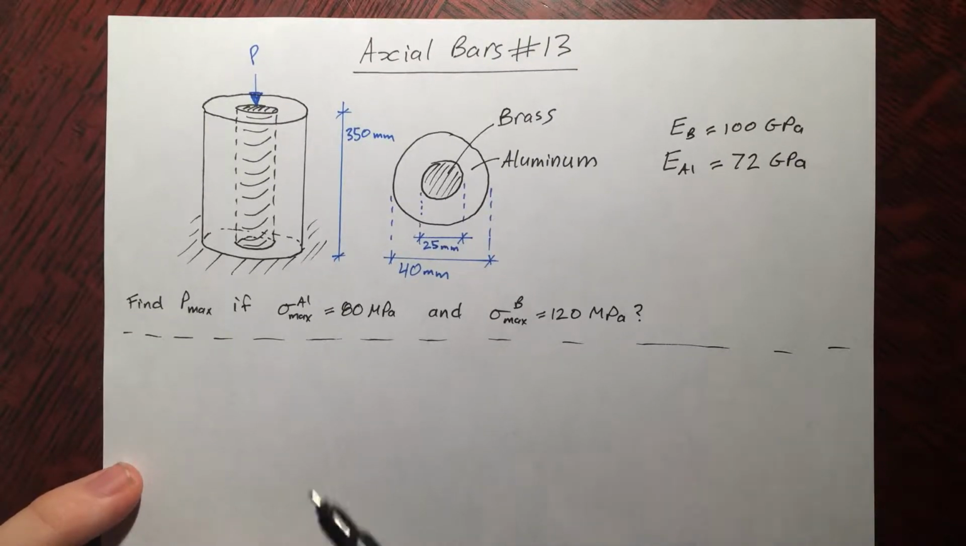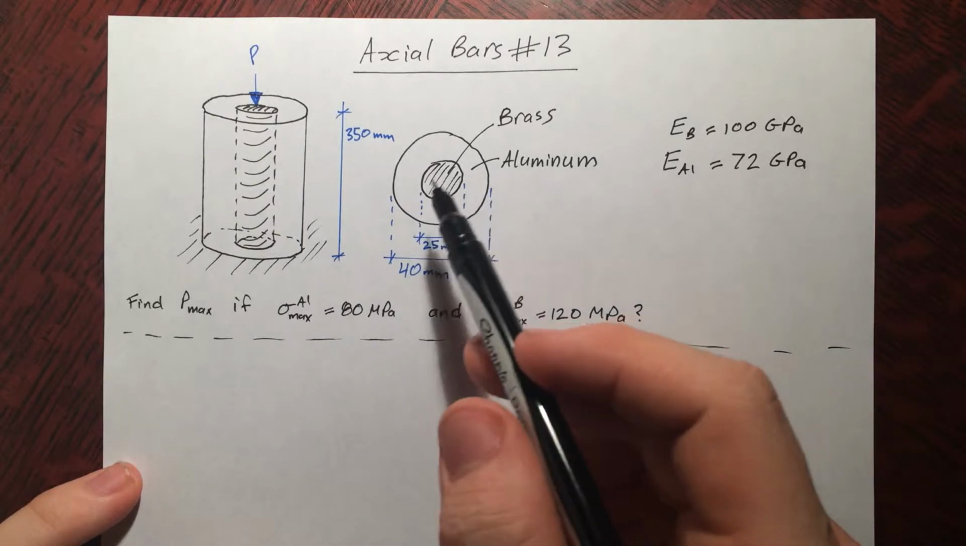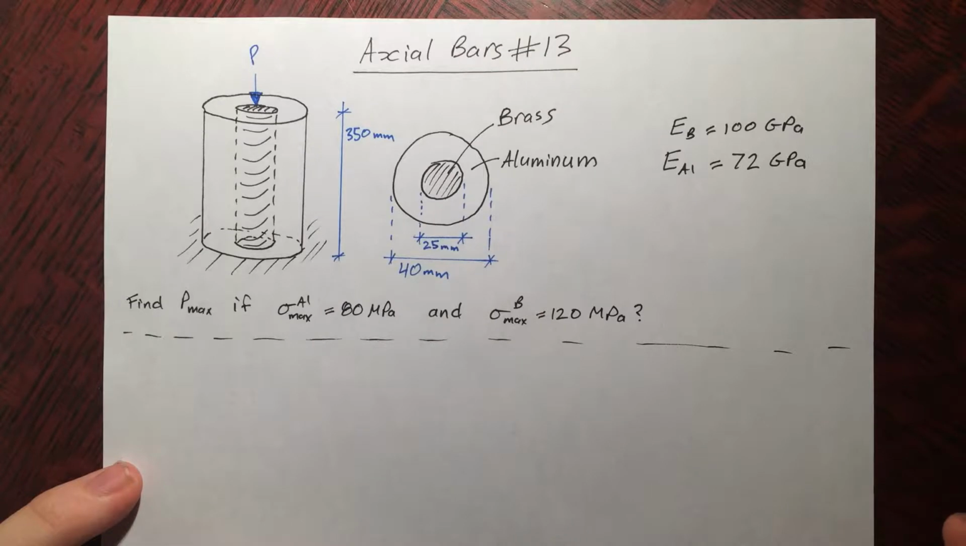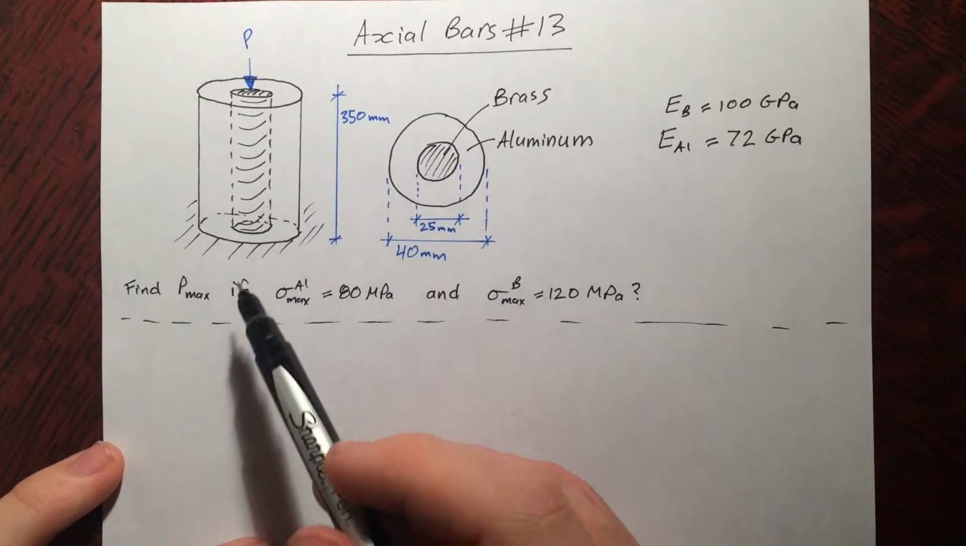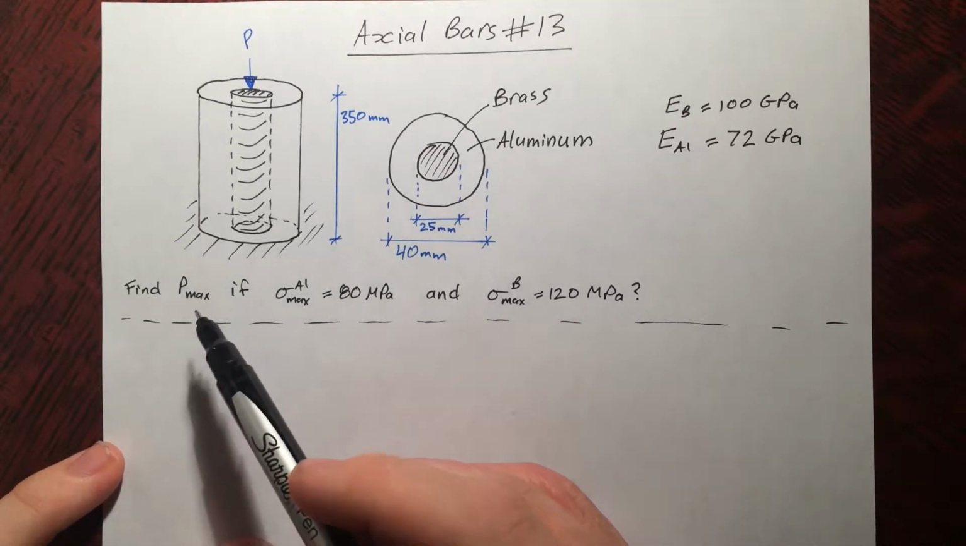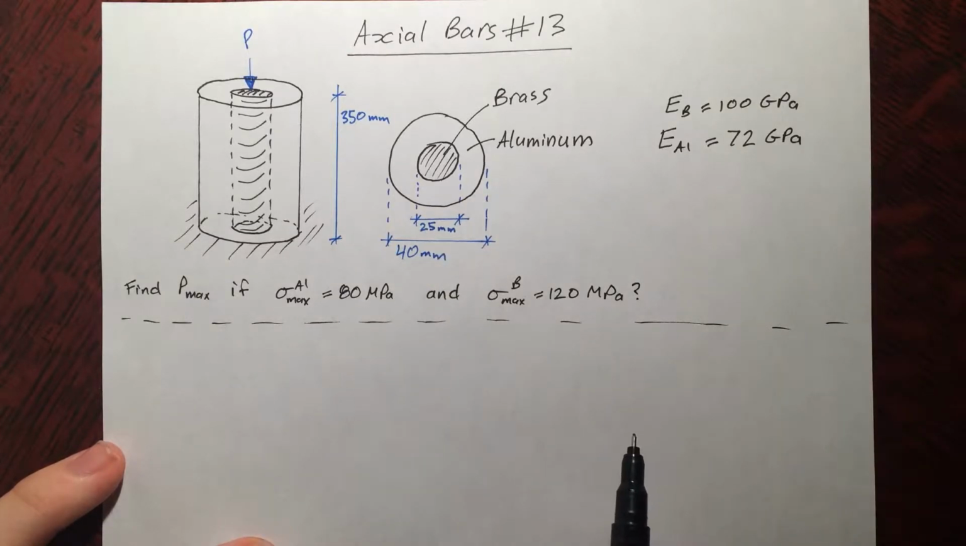So stress, we know, is normal force over area. We can find the area by the diameters, and we can find the normal forces. So that's going to be the first step. And a rule of thumb that I use when I solve these questions is, if you want to find Pmax, just put Pmax in all your equations and pretend it was a number and just drag it along until you can find what it is.